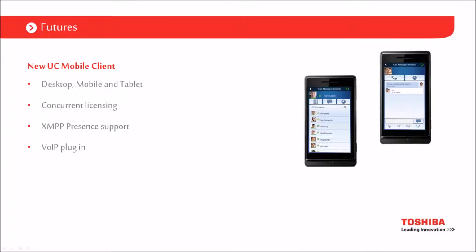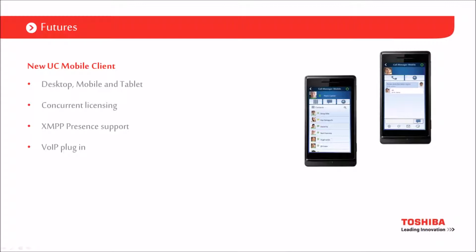It's going to come as desktop, mobile, and tablet. It will also support concurrent licensing. Now that's getting quite important because people don't want to have to pay for a license for a smartphone, a license for a desk phone, a license for another device. So it will support 3 licenses, as in 3 different locations, as long as you're only logging in from one at a time. So that's where UC Mobile will be very good.